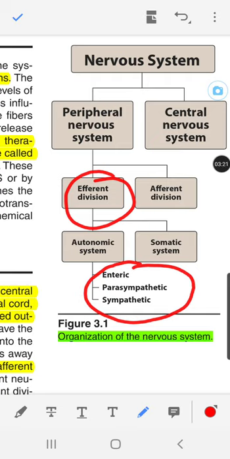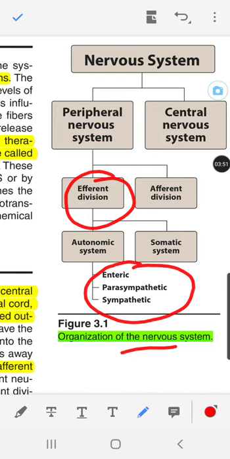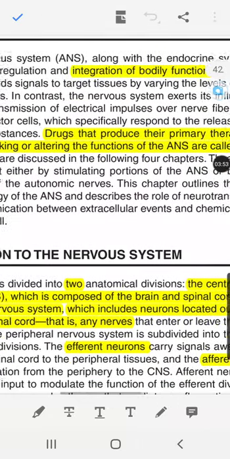First of all, the nervous system is divided into 2 parts, peripheral and central. Then the peripheral is divided into 2 divisions, efferent and afferent. The efferent one has the autonomic division and the somatic division. The autonomic ones are enteric, parasympathetic and sympathetic. So this is the organization of the nervous system. Okay, so we can go here.